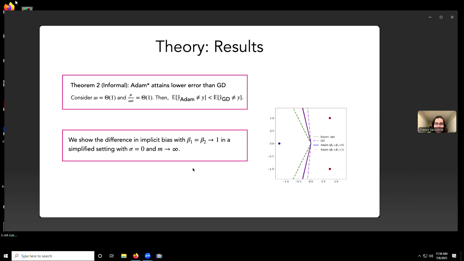And in the paper, we also consider the setting with momentum parameters tending to 1. And in a simplified data setting, we show that Adam leads to a more nonlinear decision boundary, which is closer to the Bayes optimal predictor in this case as well.